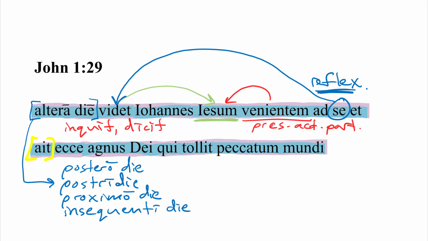And then we get this wonderful, justly famous phrase, ecce agnus Dei. Apologies to all of our ecclesiastical listeners here. I know it must grate on your ears to hear agnus Dei instead of agnus Dei, but you can say it however you please. You have my permission. Ecce agnus Dei qui tollit peccatum mundi.